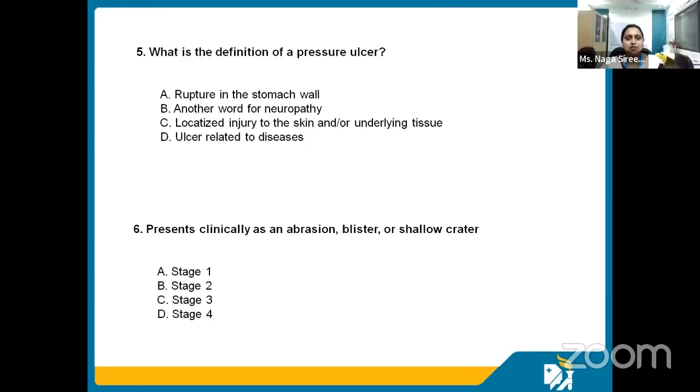What is the definition of a pressure ulcer? You all know the definition of a pressure ulcer. I think you will all answer this well. Yes, a localized injury to the skin or underlying tissue. Very good. Next one: presence of clinically abrasion, blister, shallow crater. Which stage is this pressure ulcer? Yes, stage 1. Good.